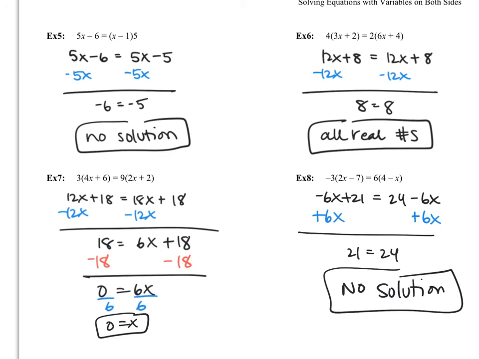Here's an important one to take a look at. When you distribute, you're going to get 12x plus 18 equals 18x plus 18. This is one where it's really important to make sure that you're balancing your variables before balancing your numbers. I bet if you don't have this answer, you probably minused 18 before you minused 12x. So take a look at the order in which you did things. When I minus 12x from both sides, I get 18 equals 6x plus 18.